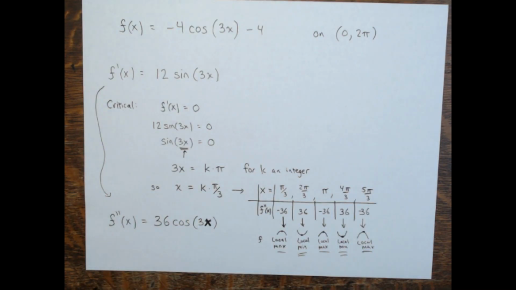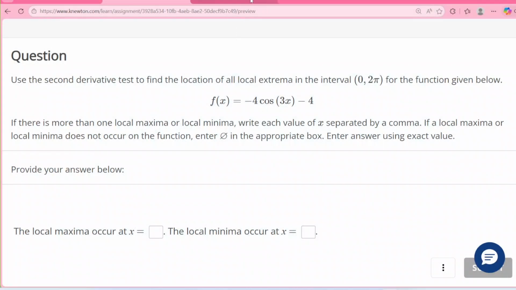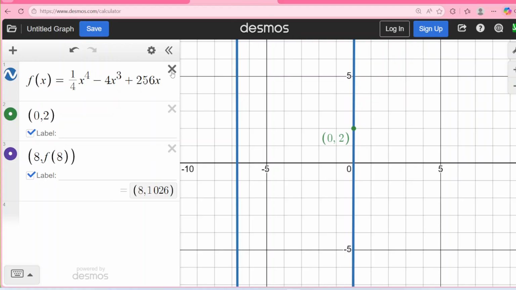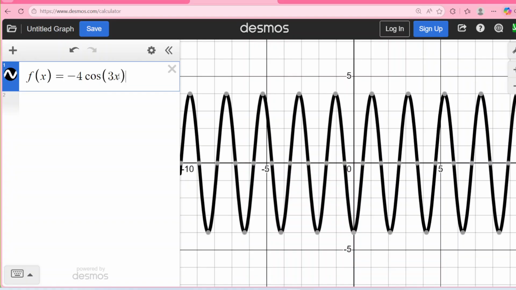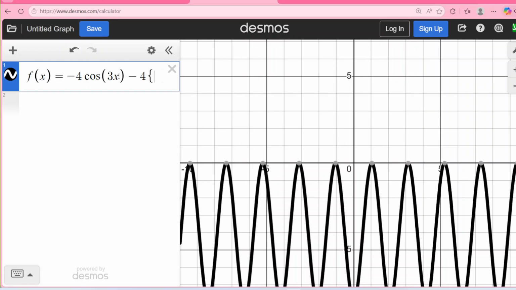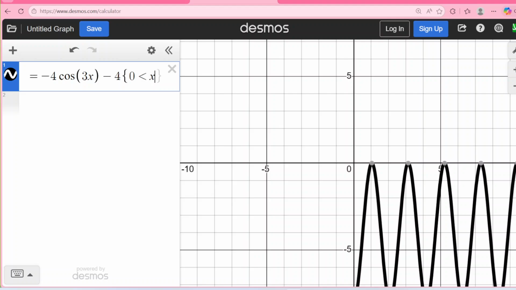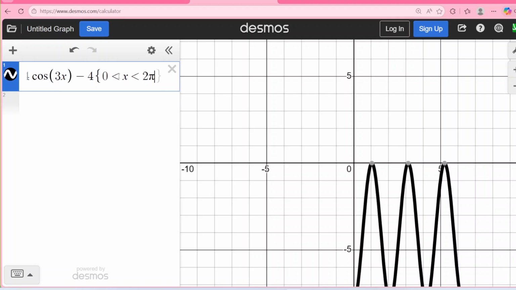Now let's take a look. I might as well take a look too since I got Desmos pulled up. Make sure you're in radian mode. Don't forget that when we're working with trig functions in calc class. So the function we were given initially, f, was -4 times the cosine of 3x and then -4. And I only want to look at it from 0 to 2 pi, so 0 less than x less than 2 pi. Close the braces.